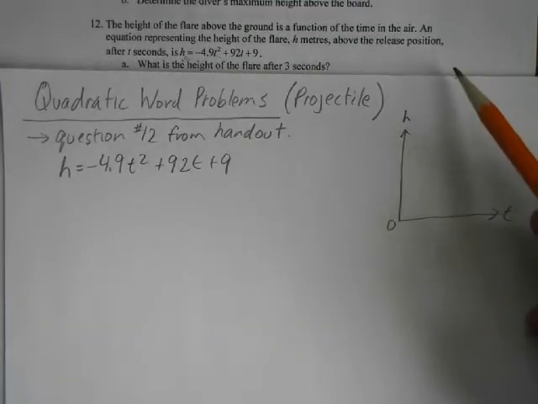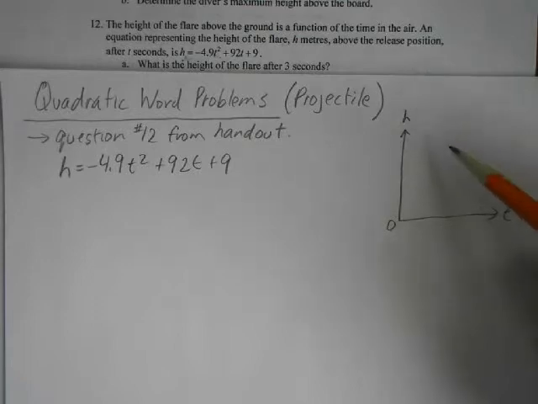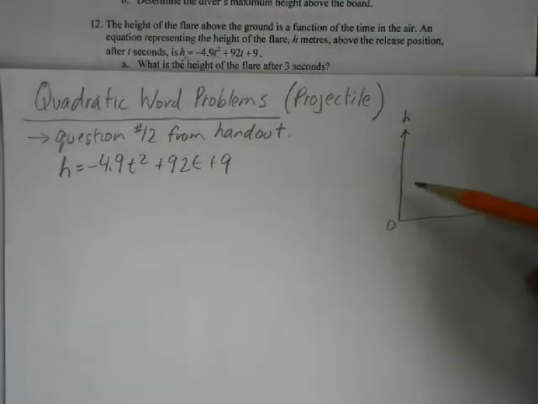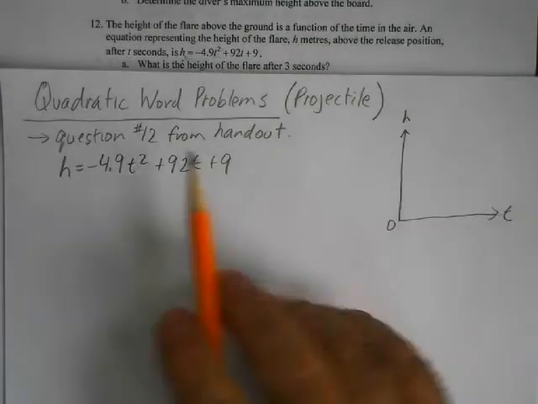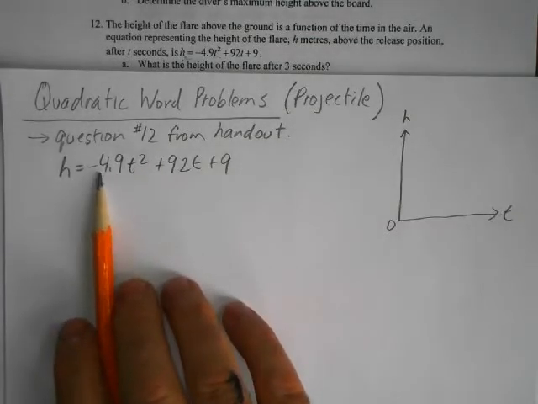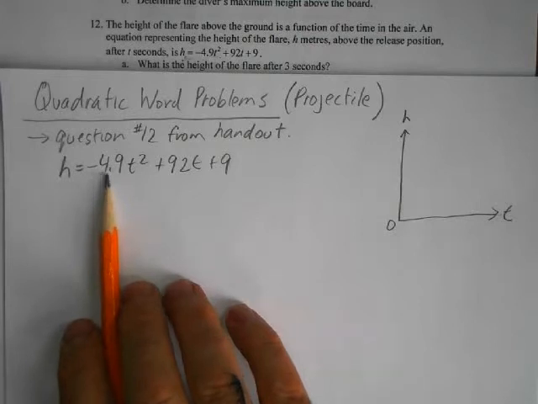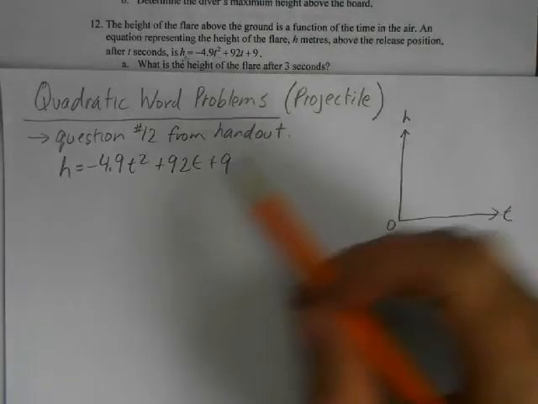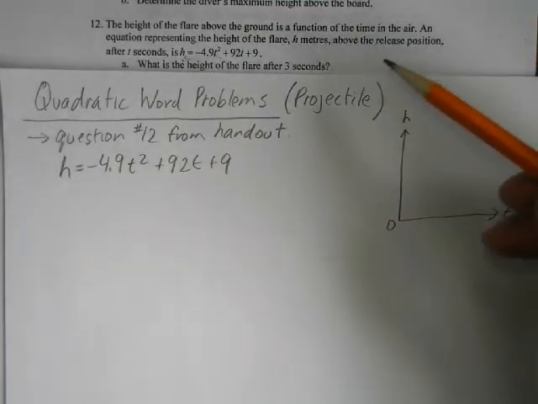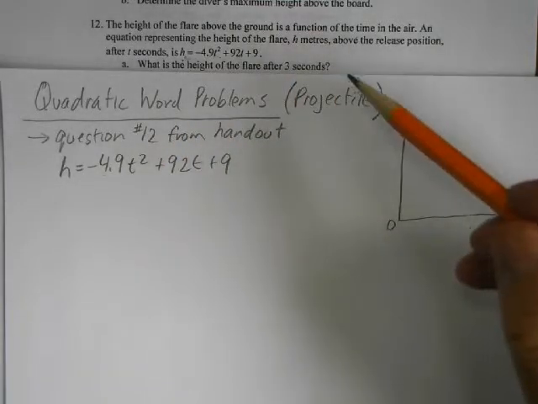Projectiles are so popular for quadratics because when an object goes up in the air and comes back down, it always follows a parabola. And since it goes up and comes down, that's a parabola that opens down. So the equation will always have a negative for your a value. That's a given. Now, some of these other things, let's look at these numbers.